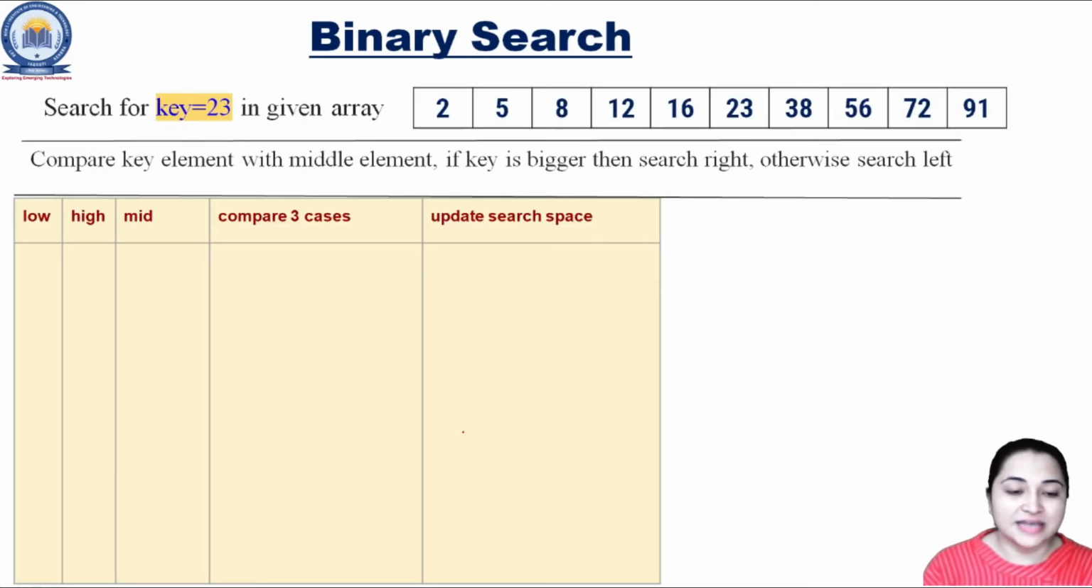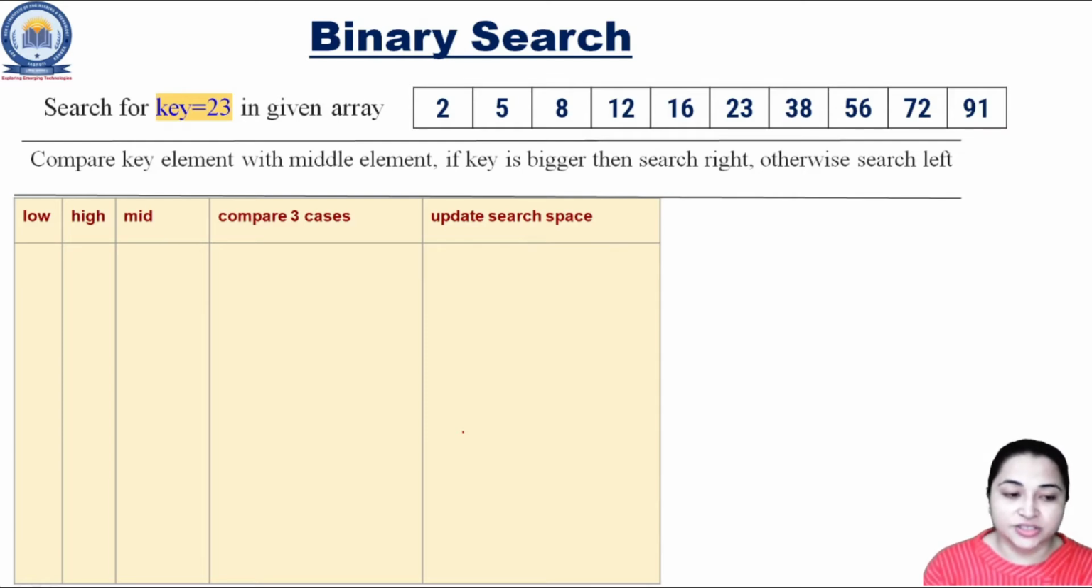Let us now see an example of binary search. Here we are given a key, that is 23, which we have to find from the given array. We can see that the given array is in sorted order. If the array is not in sorted order, then first of all the array needs to be sorted.